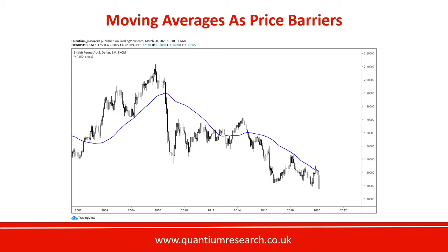The first way to use these moving averages is to look at them as a barrier to price. That essentially means that the price can find support or resistance at a particular moving average and reverse from it. In this example, the price tests and reverses from a 50-period SMA on a number of occasions, including very recently. This is the chart of the British pound against the US dollar. It's a currency pair.